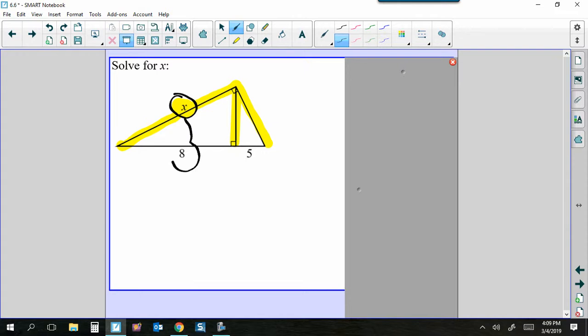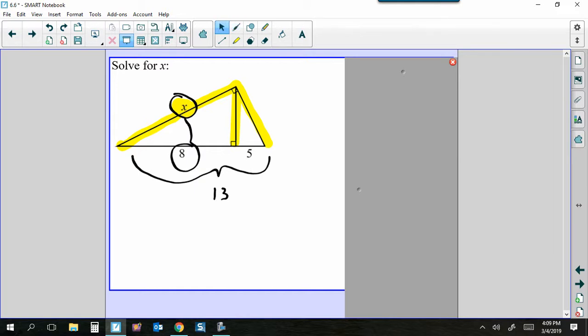So go ahead and get your glasses on, and here we go. We know that X is to 8 as 13, which is the entire hypotenuse. Remember, we have our glasses on so we can see the whole thing. So 13 is to X. So I have X over 8 equals 13 over X, or you could have X over 13 equals 8 over X.